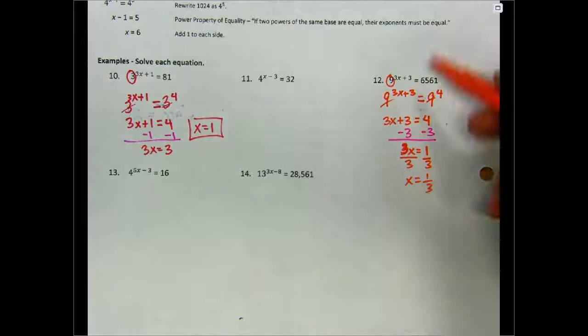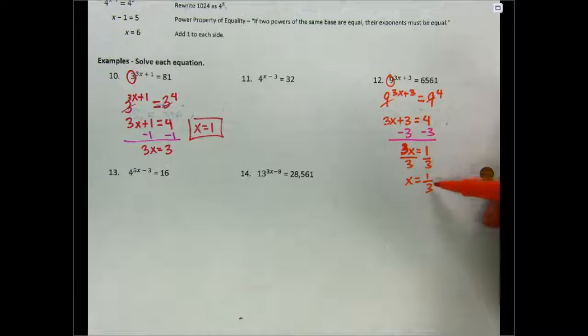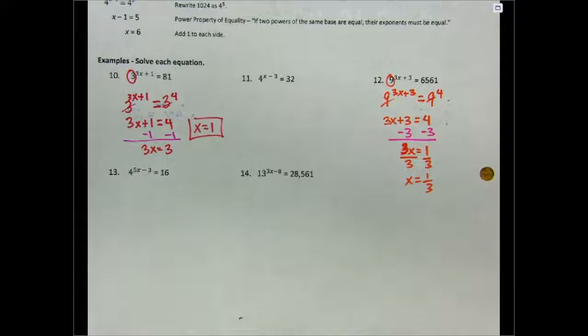Now see if that works. If I plug that back in, 3 times 1/3 would be 1, and 1 plus 3 is 4, and that's the exponent I should have gotten. All right, let's go ahead and talk about number 11 because it is a little bit tricky.